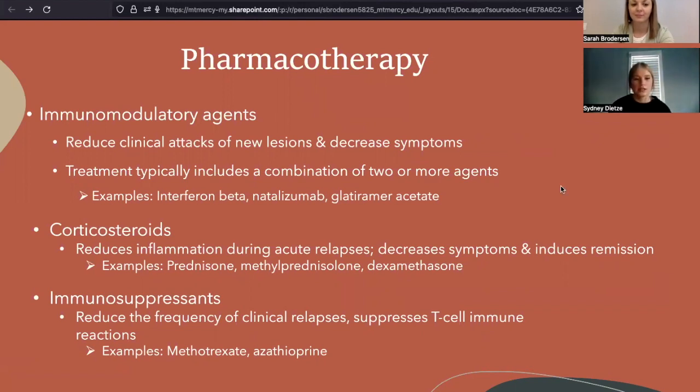And then corticosteroids are used for acute relapses to decrease that inflammation and symptoms and then attempt to induce that remission. So, with an acute relapse, the corticosteroids are typically a 3 to 5 day course intravenously. And then there are some examples of those. And then immunosuppressants reduce the risk of clinical relapses and suppress T cell immune reactions. And then those are 2 common ones used with MS.